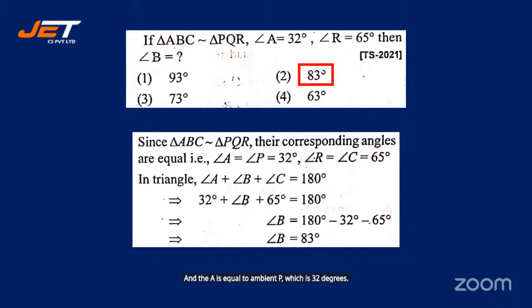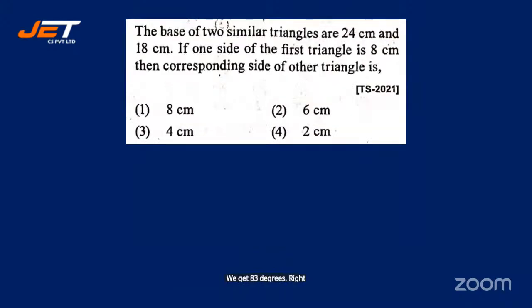Angle R is equal to angle C, which is 65 degrees. So in a triangle, angle A plus angle B plus angle C is equal to 180 degrees. So A is 32, plus B, plus C is 65, is equal to 180 degrees. Pushing all the other terms to the left-hand side, B is 83 degrees, right? Yes. See the next question.